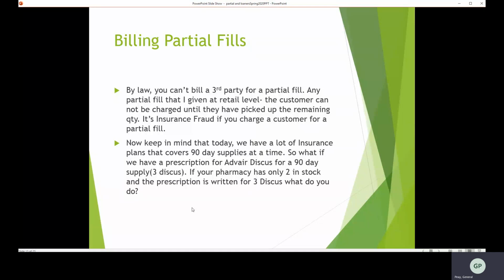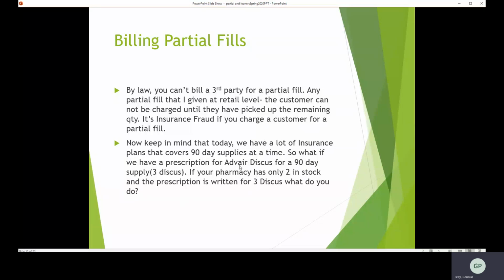Now, there's a rare situation where doctors are writing for 90-day supplies. The example I give is a medication called Advair. Advair is a medication that's shaped like a disc. It's used for asthma, but specifically chronic asthma. The way it's designed, they call it a disc, and one inhaler lasts 30 days.